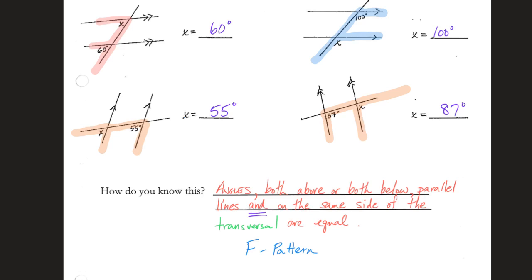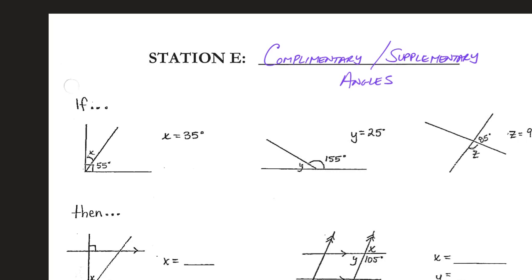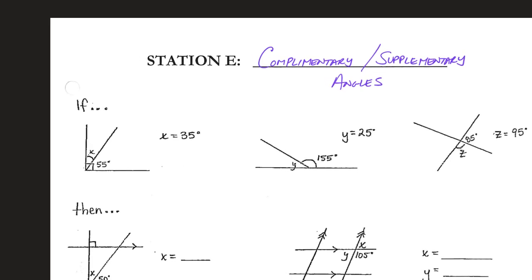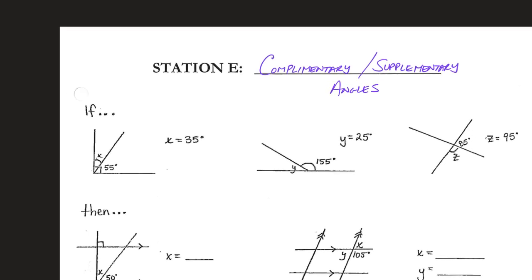Okay, hopefully that one went well, and now we're jumping into station E. Station E probably looked a little different to you as well, because we have two sets of properties on that one page. So what you see up at the top is we have complementary or supplementary angles. Maybe we took a look at that first diagram and noticed that if I have X and 55 inside my 90-degree angle, then X has got to give me 35.